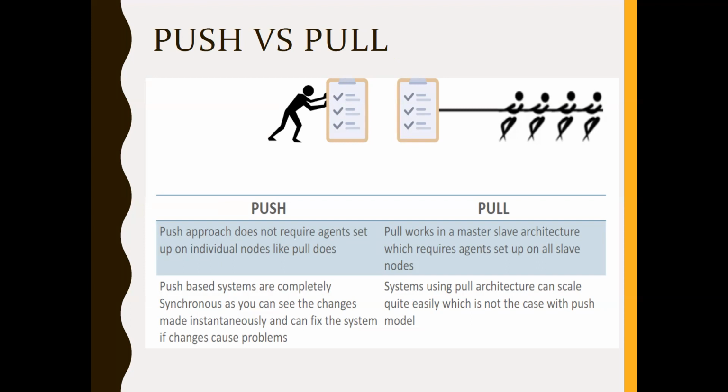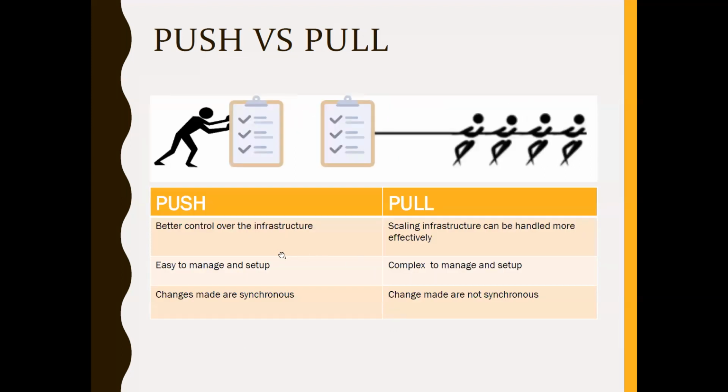So changes were not applied immediately here. It is depending on the pull configurations, but that's not the case with the push. Push means changes are applied immediately. So Ansible works with push configuration, which is very effective in automation, right?